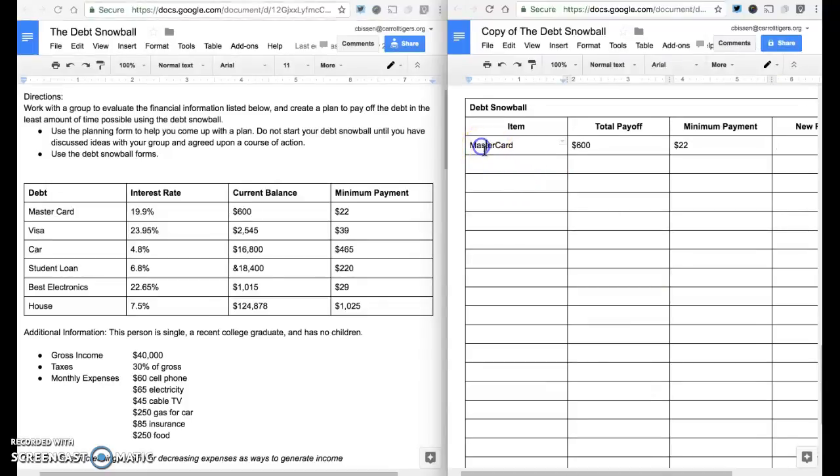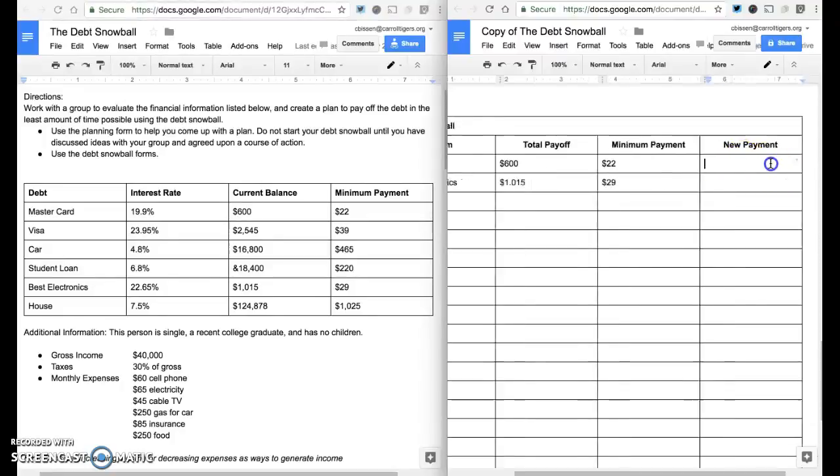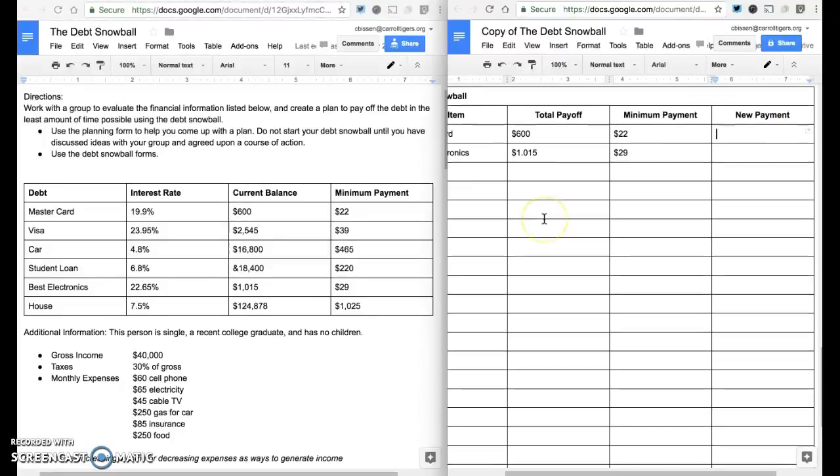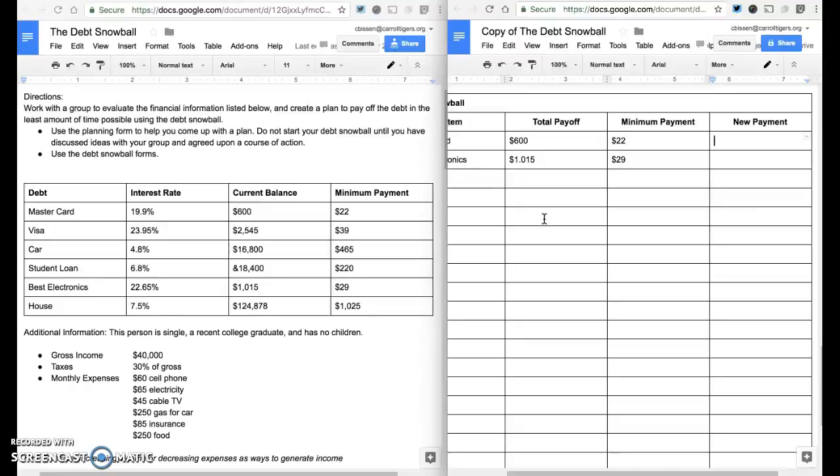Okay, I'm going to go down to my next one. My next smallest one is Best Electronics. Okay, and I'm going to say that my payoff is $1,015 and my minimum payment's $29. Okay, my new payment, once I have all these done, my new payment is $22 plus everything extra.